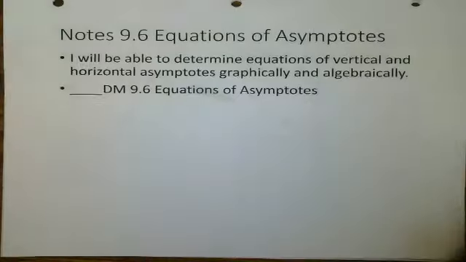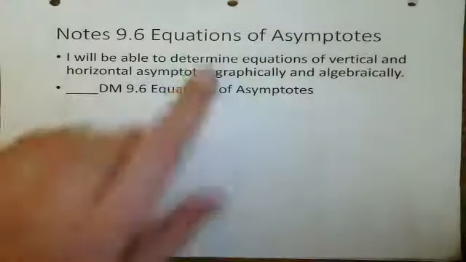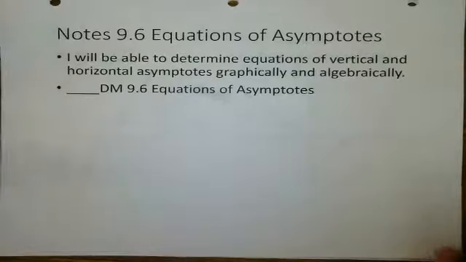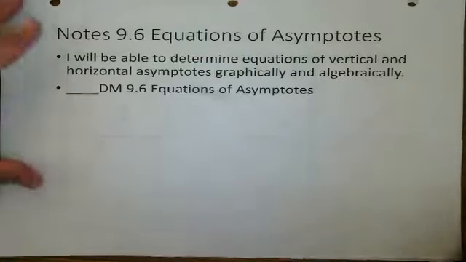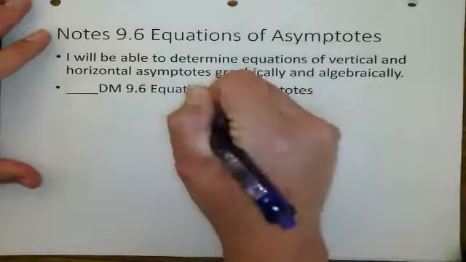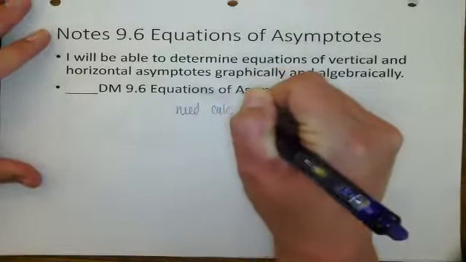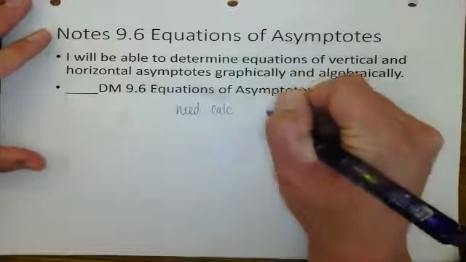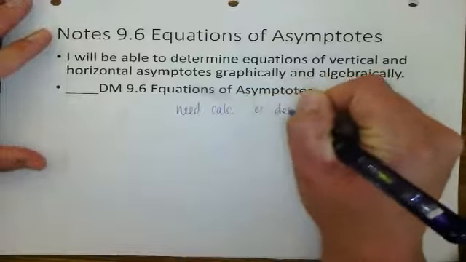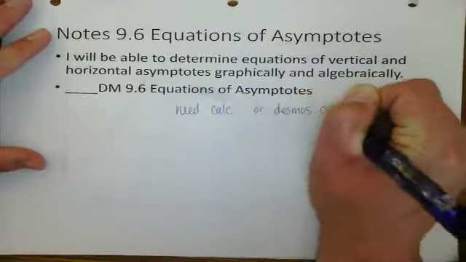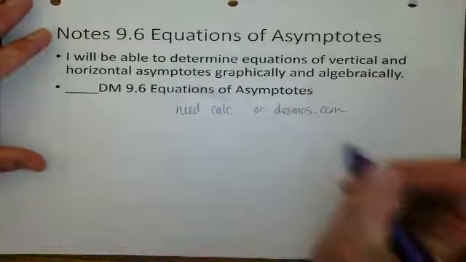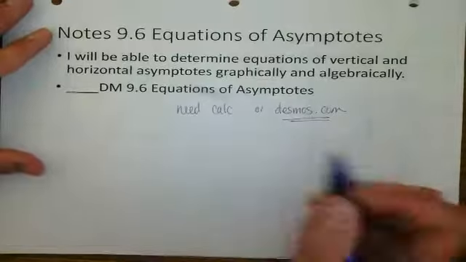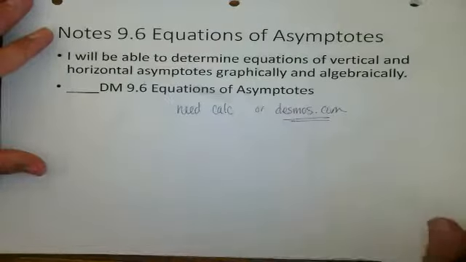All right, hello pre-cal. This is lesson 9.6, equations of asymptotes. We're going to be doing a bunch of different things here. This is kind of like a giant review, and you will need your calculator. So whether you have your graphing calculator handy, or having desmos.com open in another tab is definitely something useful you're going to need. So keep those things close by.